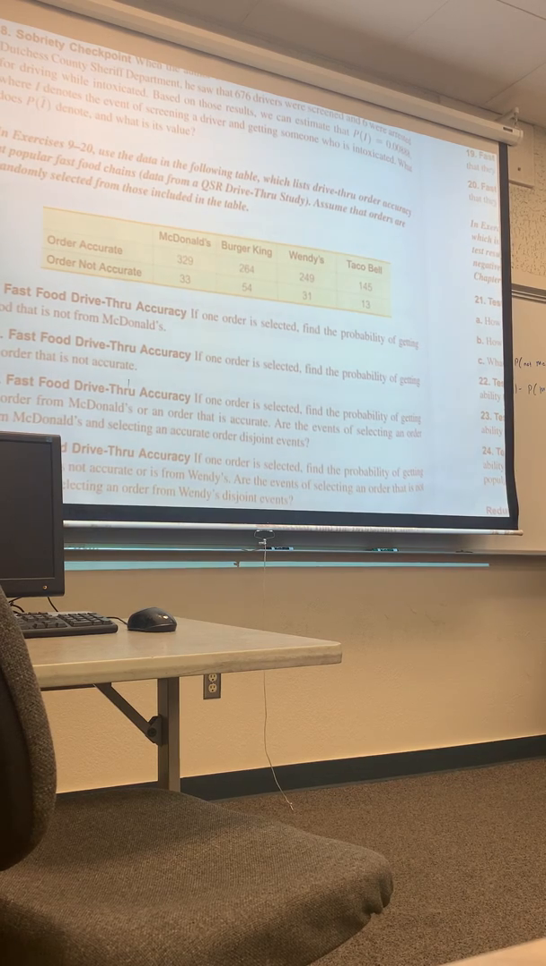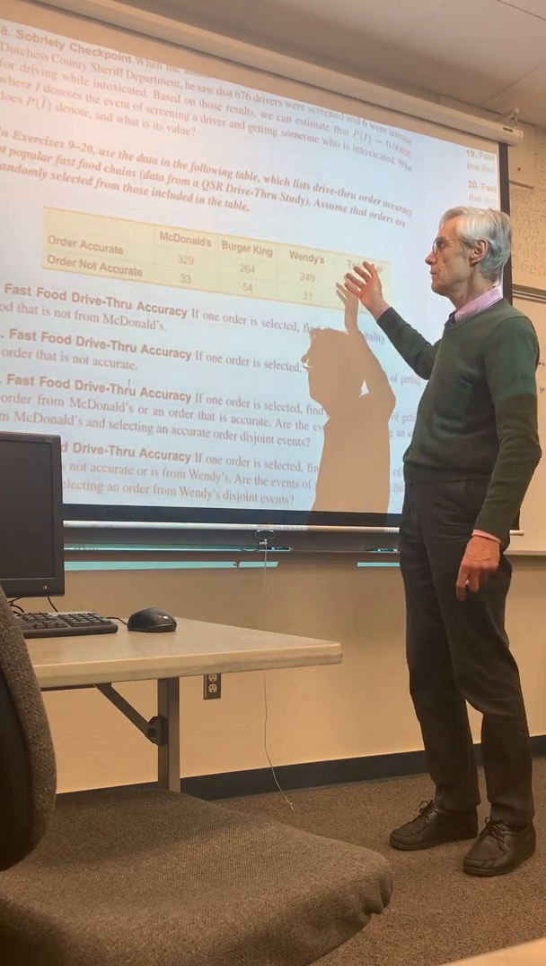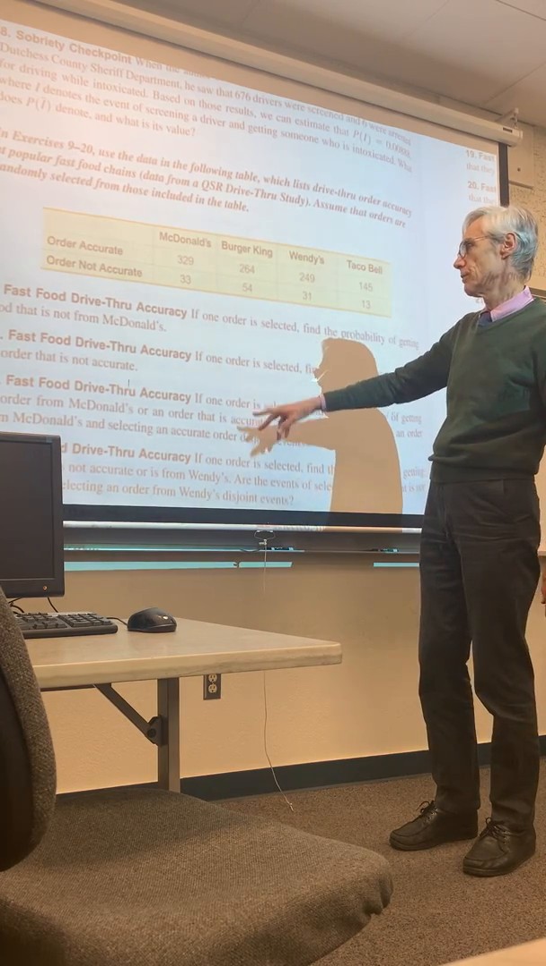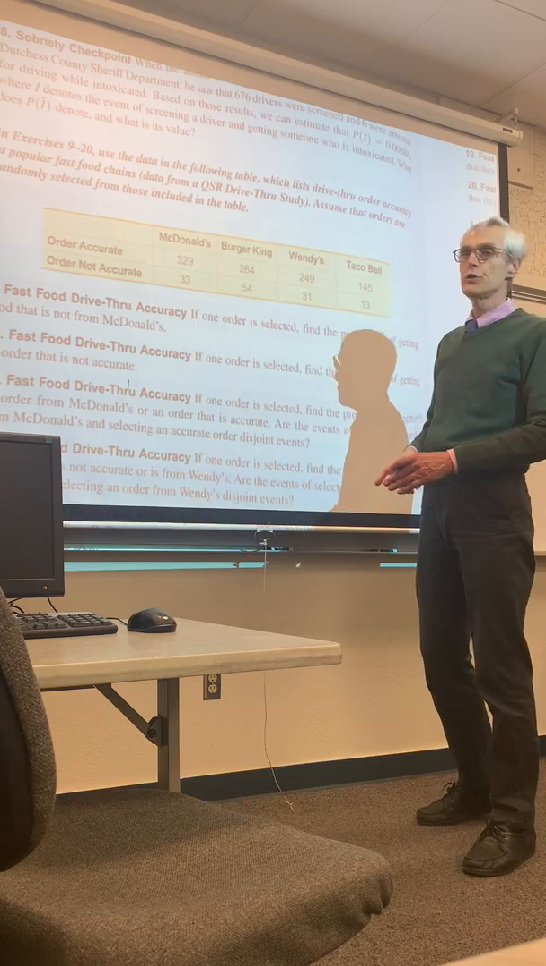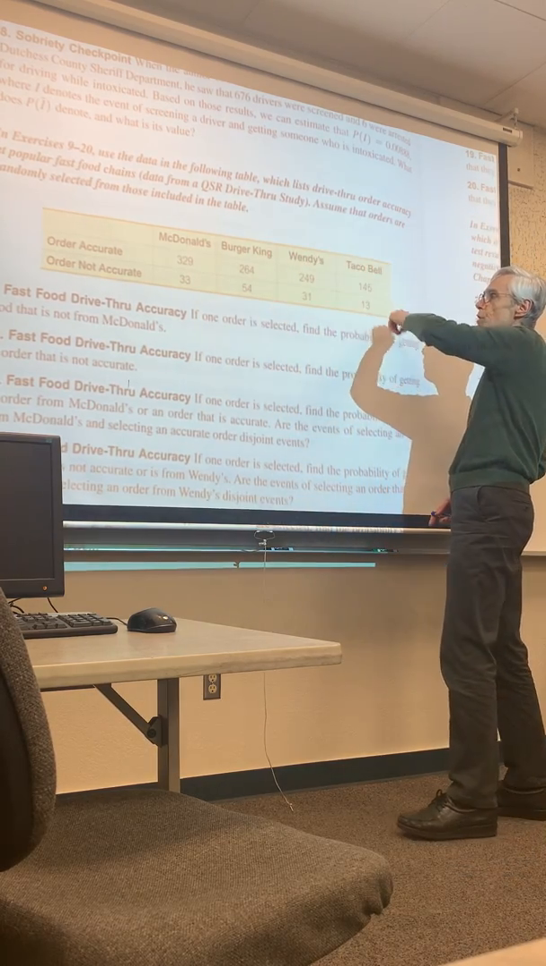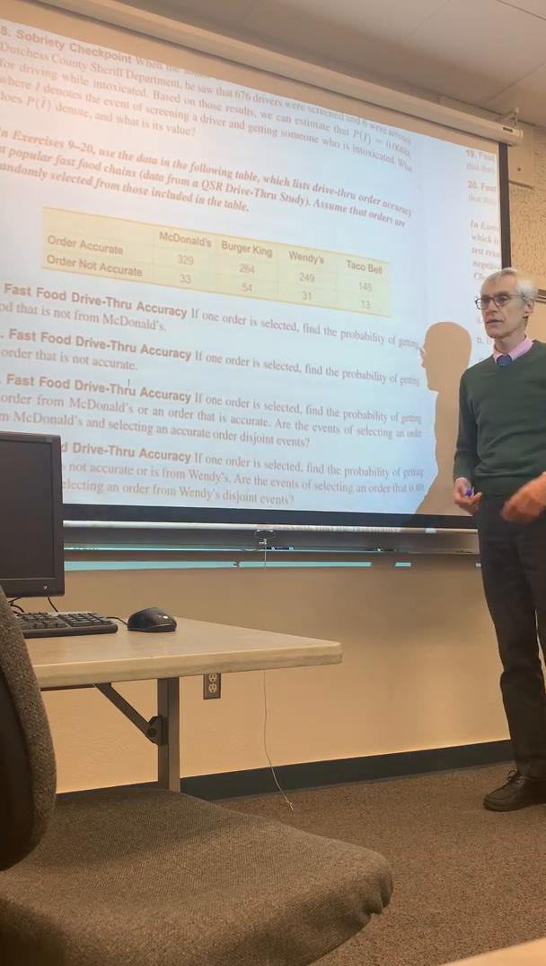Or sorry, 1118, yeah, whatever the total is for that table. Okay, so this is the complement rule. So we want to find the probability that one of the orders selected at random is not from McDonald's. So you can do that directly: add the Burger King, add the Wendy's, add the Taco Bell, add all those together and divide by the table total, which is 1118.